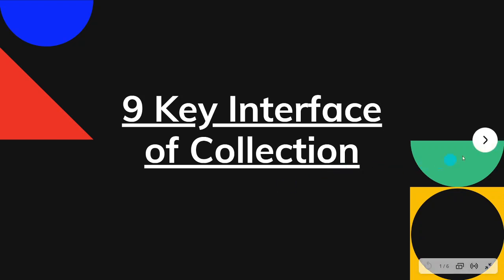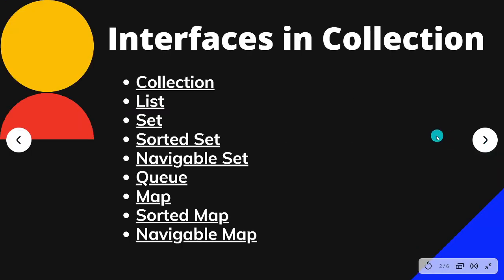So what are the key interfaces of our collections? First one is collection, second one is list, third one is set, fourth one is sorted set, fifth one is navigable set, sixth one is queue, seventh is map, eighth is sorted map, and the last one is navigable map, that is the ninth one. These are our 9 key interfaces.